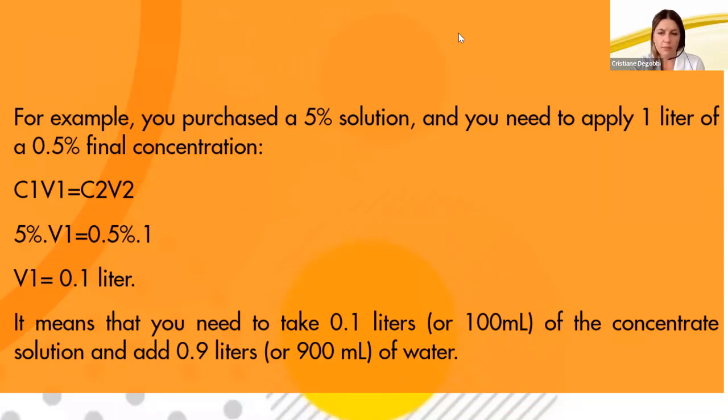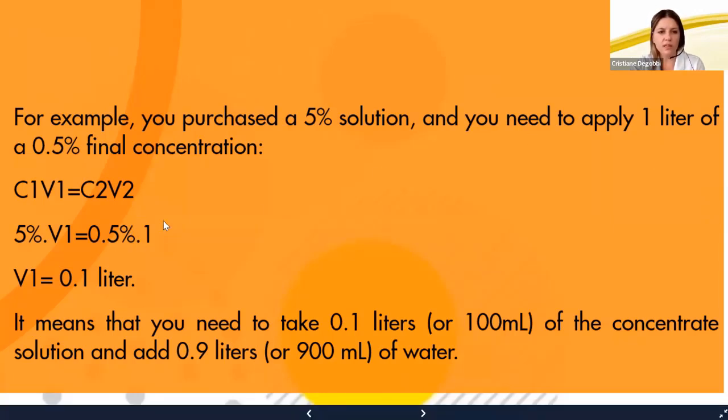I need 2 liters, depends on you. So you add 1 liter here because this is the final volume, and the final concentration is 0.5%, and you add in here, and you multiply and you divide, it is going to be 0.1 liter. What does that mean? It means that the volume that you need to take from the initial solution, the 5% solution, is going to be 0.1 liters or 100 ml of the concentrate solution, and then you add 0.9 liters or 900 ml of water.